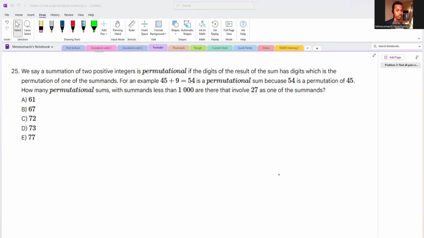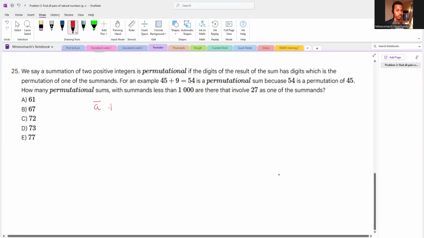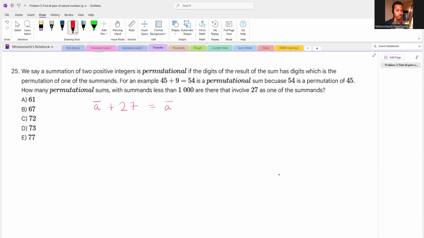So let's look at the case where one of the summands has one digit. If we have something like A plus 27 equals A, we see that there's no possible permutational sum when one of the summands has one digit, because the only permutation of A is A itself.